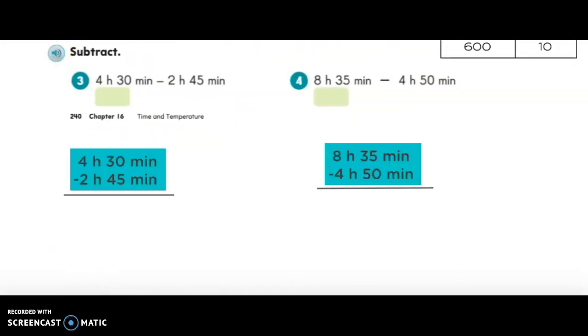So we're going to do another one. So 4 hours, 30 minutes minus 2 hours, 45 minutes. So again, greatest amount of time is on top. And then you should be looking to subtract your minutes first. And we cannot do that, which then tells us we need to regroup. So we're going to take an hour away. We'll be left with 3 hours. And then that means we need to add 60 to these 30 minutes. So 60 plus 30 gives us 90 minutes.